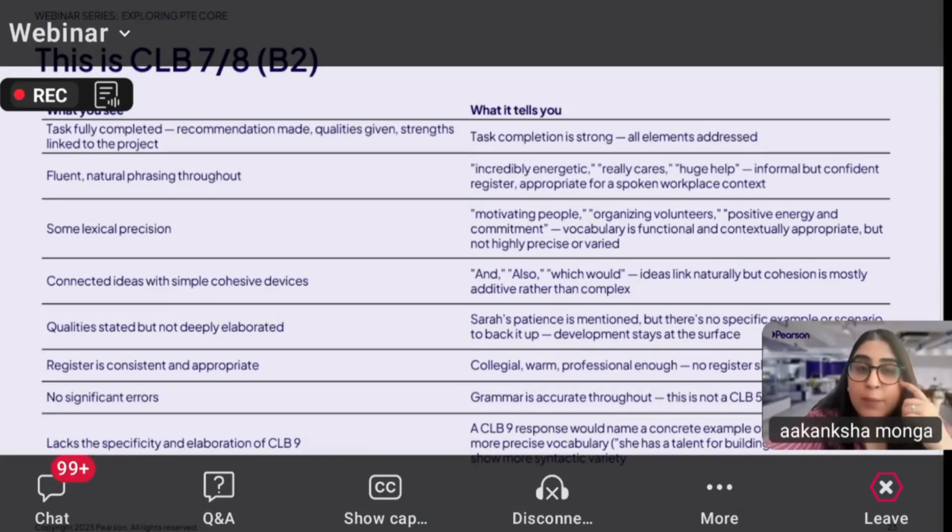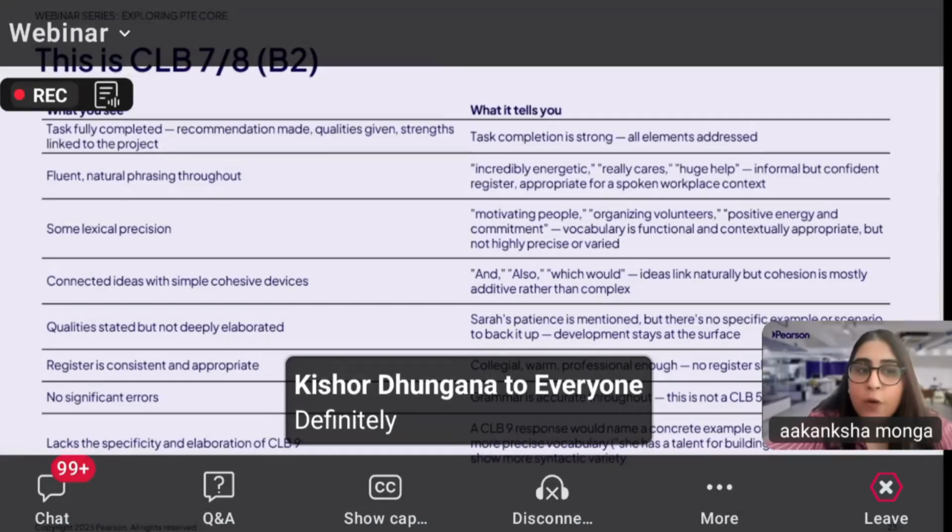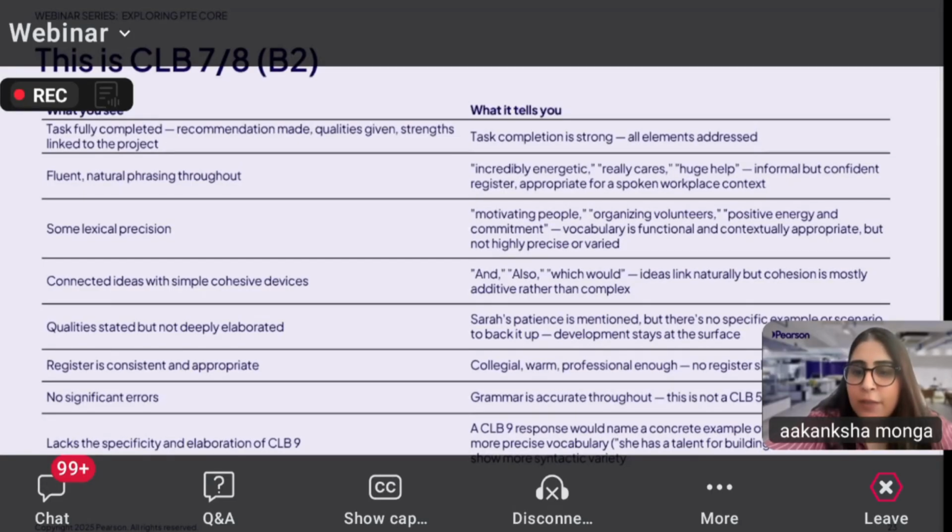If this answer were to be a CLB 9 answer, it would require a bit more in terms of the vocabulary being deeper, a more concrete example of Sarah's impact, and it would show more variety in the cohesive devices that were used. As you can see on this table, it shows you what you see in the response to the prompt, and what it tells you about the students who answer. We're doing this today to have a better understanding of the minor differences that keep a student at CLB 7 or 8 and what they might require from you to push them into the next score bracket.